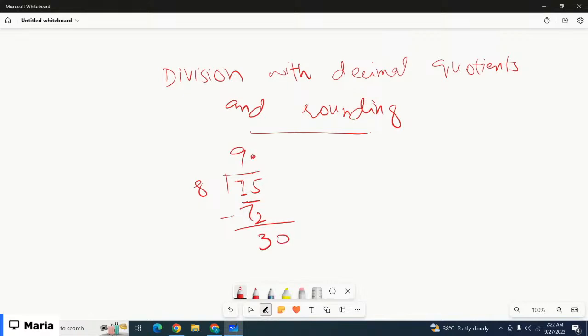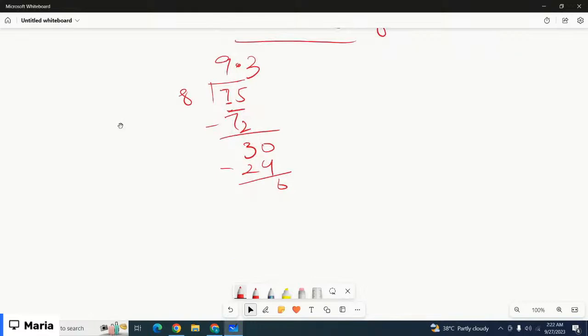8 times 3 is 24, right? So 30 minus 24 is 6. Because you already have the decimal point, you can put another 0. 8 times 7 is 56. 60 minus 56 is 4. And 8 times 5 is 40, right?